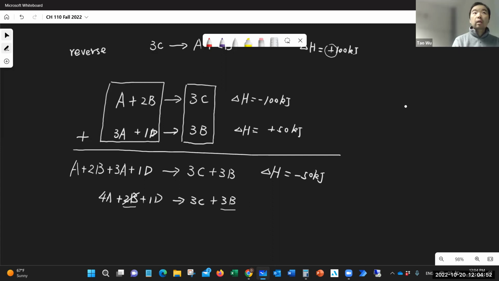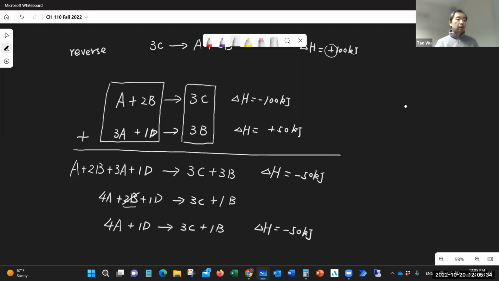Does it make sense, right? So now instead of 3B, we have just 1B. Then we can double check, is there anything else we can cancel out? Looks like no, so you can rewrite the equation. The final equation is 4A reacting with 1D, and then they form 3C plus 1B. And the enthalpy of this new equation will be negative 50 kilojoule.